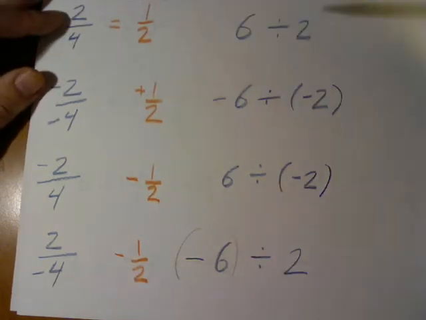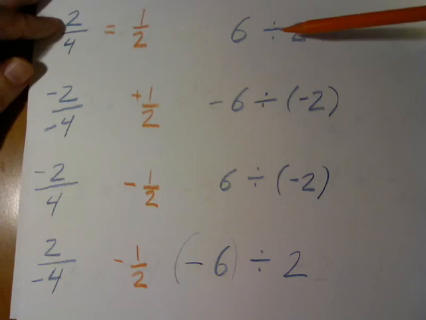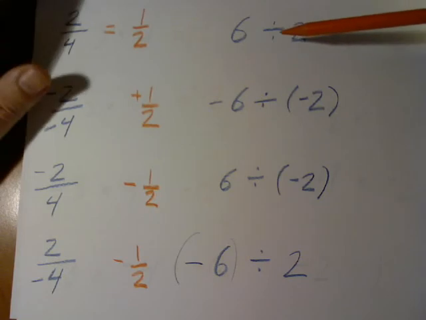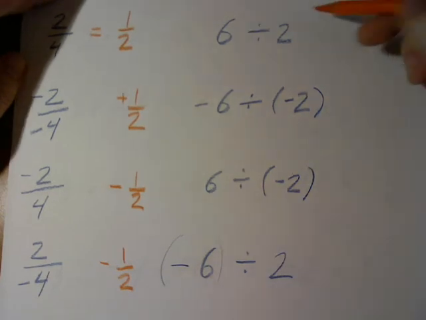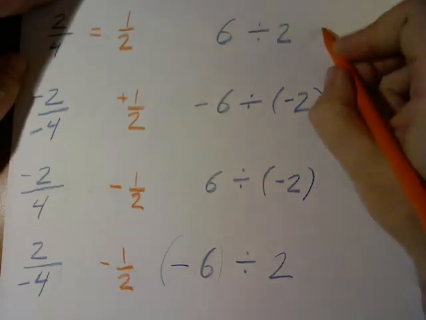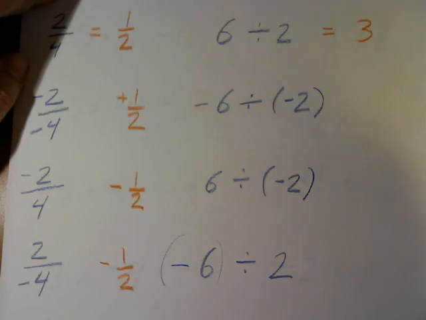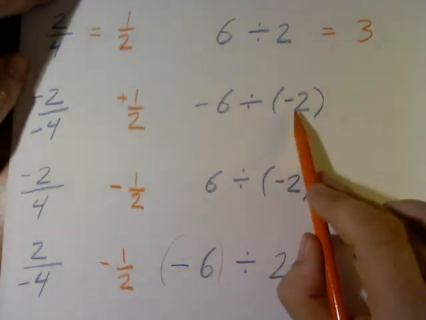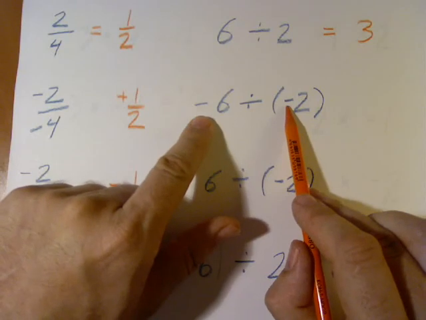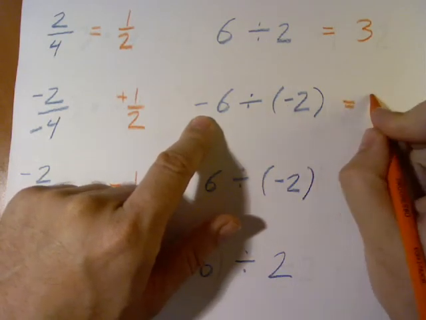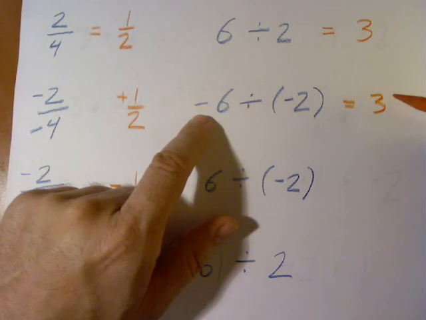Now, fractions and division are the same thing, but sometimes that confuses us. So let's just do this again with simple division instead. 6 divided by 2. That's 3. Negative 6 divided by negative 2. Notice we have two negatives in there. That means we get 3, and it's a positive number.